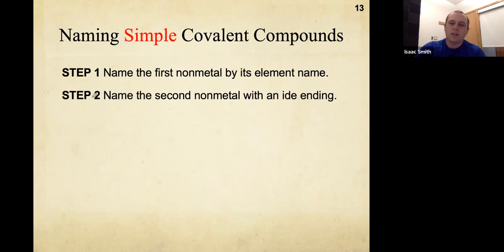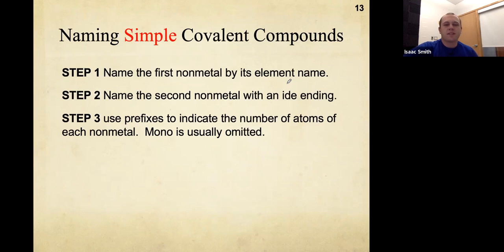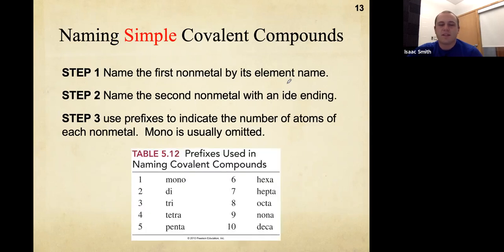IDE before was associated with a negative anion. In covalent naming, it's not really associated with the negative anion, it's just that the second name gets the IDE ending. And then you use prefixes to say how many atoms you have of each nonmetal, okay? So these are the prefixes, right? Mono, di, tri. Usually those are the only ones you're really going to see. You might see tetra, maybe hexa. Anyway, these are pretty common prefixes, so hopefully you know these already.